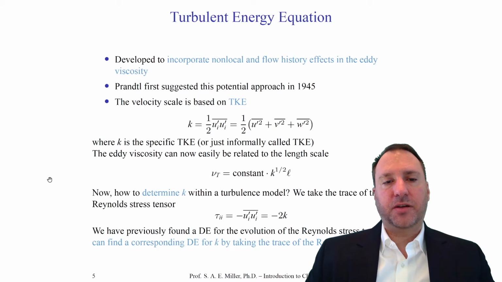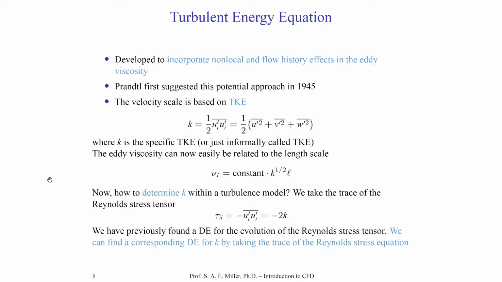Of course, there's always the problem of finding some sort of length scale. And we also have to determine K through the code, but now I have to do it all simultaneously, because of course we're trying to find a solution. So one might ask, how do we determine K within a turbulence model? Well, one way might be to take the trace of the Reynolds stress. Tau ii would be the negative of bar u_i prime u_i prime, which is negative 2K.